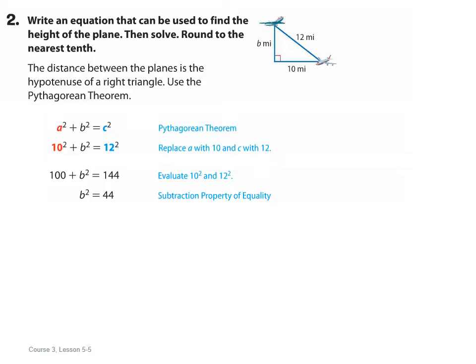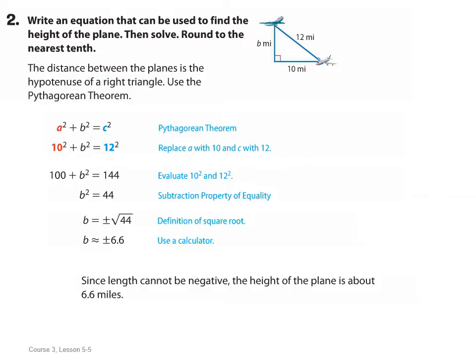So 10 squared is 100 plus b squared equals 12 squared, which is 144. We subtract 100 from both sides, and we get b squared equals 44. We find the square root of 44, and the square root of 44 is positive or negative 6.6. Once again, since length cannot be negative, the height of the plane is about 6.6 miles.